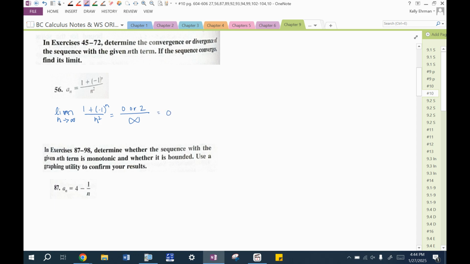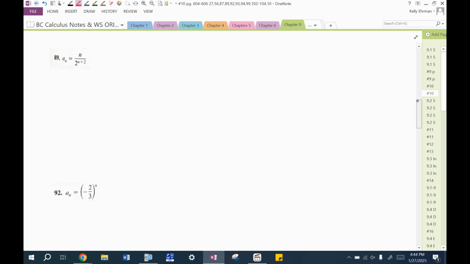So if the sequence converges, find its limit. So this is the limit. And this also tells me that a sub n, the sequence converges. The sequence converges to 0. That means the terms are approaching 0.